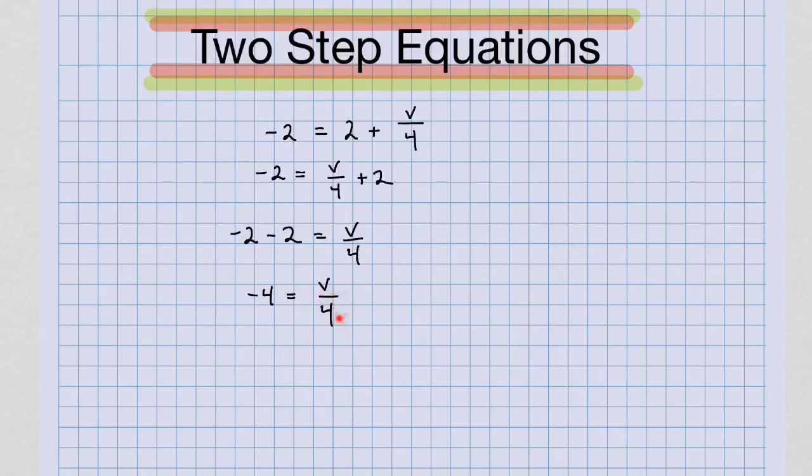Once again, here we have a division operation. V is being divided by the number 4. Our operation is division. To transpose it to the other side of the equation, we need to do the opposite operation. That's going to be multiplication. So now we have negative 4 times 4 equals v. Negative 16 equals v. There's your answer. V equals negative 16.